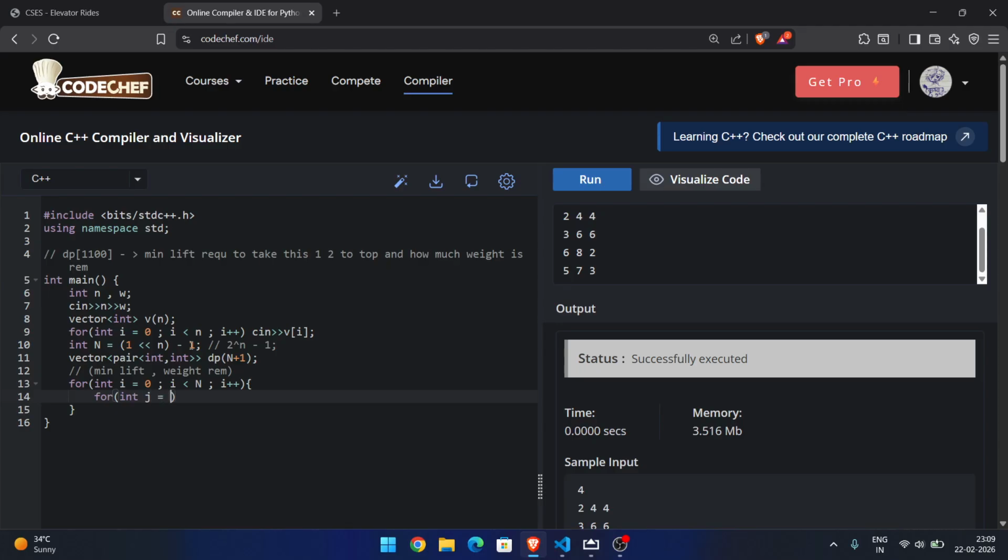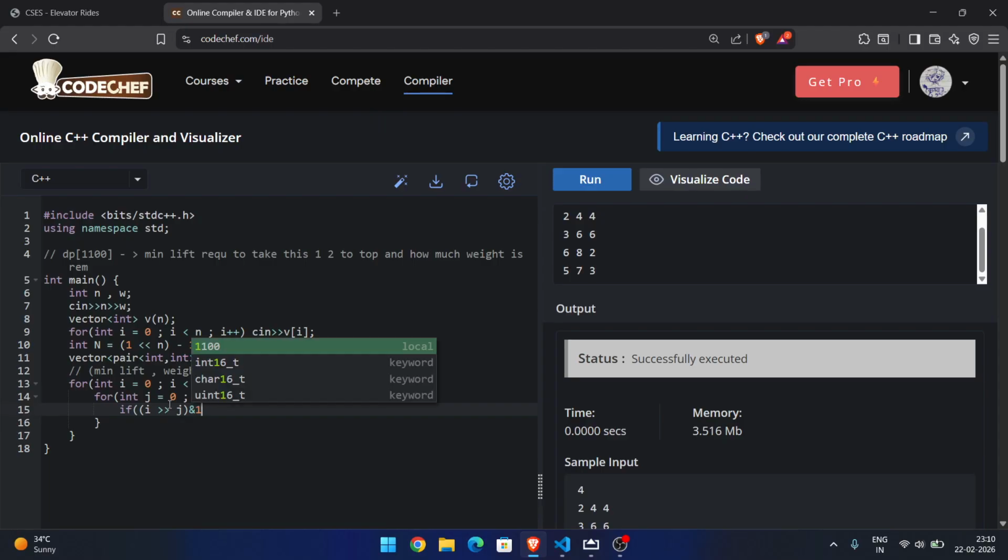Now for this state, we would look for every person. Now if this person is already there, means if the person has already been there in the lift, we can't add that person. So we would continue. So how can we check? If we take the state and shift by j, this would give us the bit, and we AND it with 1.